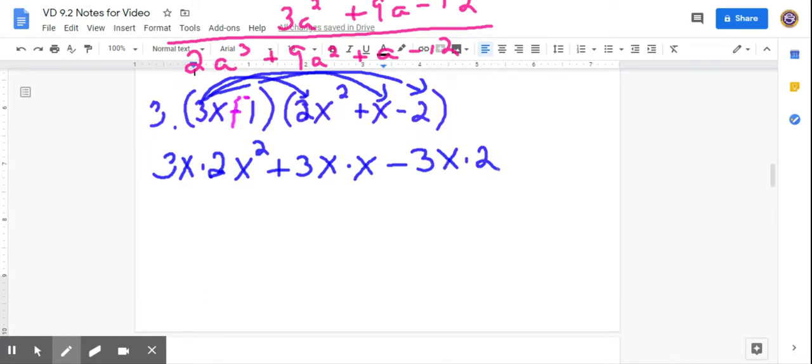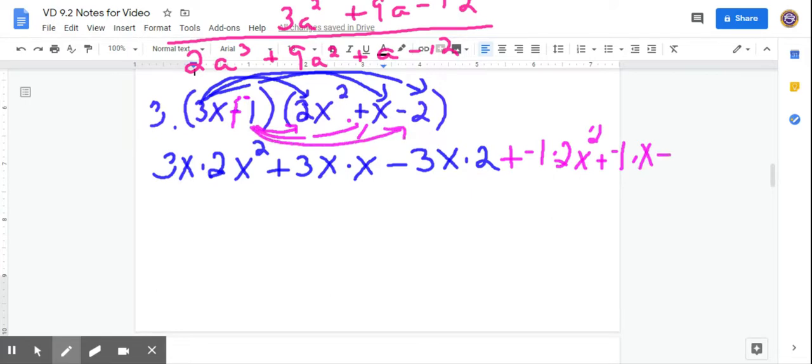Now you're going to distribute that negative 1. So you're going to get plus negative 1 times 2x squared. Negative 1 times x. Take that negative 1, negative 1 times, remember that's a negative 2.